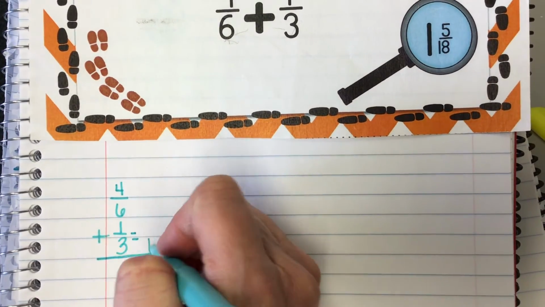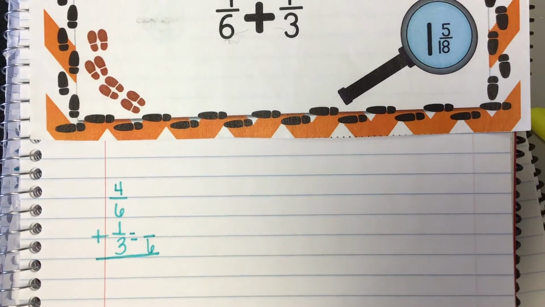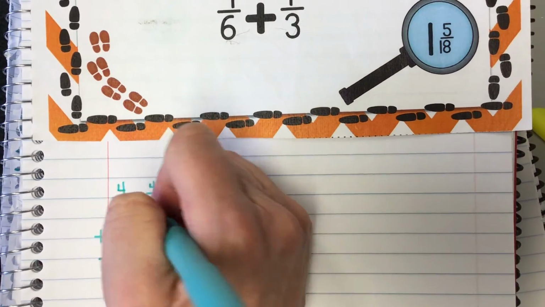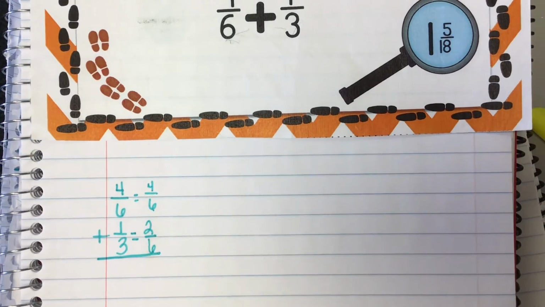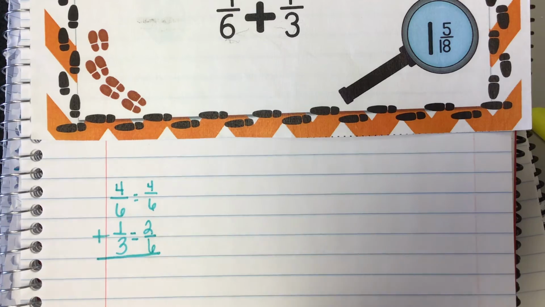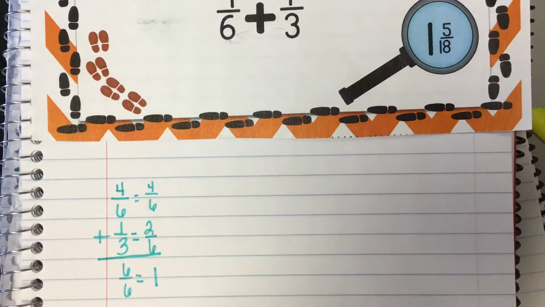Can we just change 1/3 to some 6? How many 6? 1/3 equals how many 6? Claire? 2/6. So now you just have 4/6 plus 2/6, which equals what? Everybody's hand should be up. Macy? 6/6, which in simplest form is 1 whole.